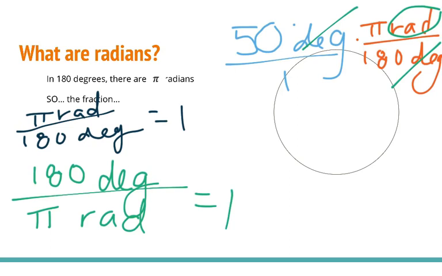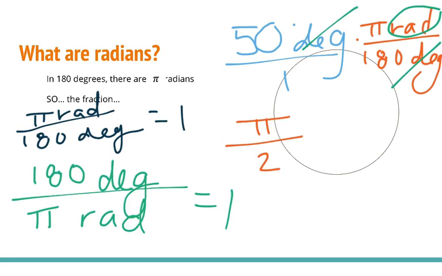But let me show you the other way. What if I gave you something already in radians? Something like pi over 2. By the way, radians are always pi over something. There's always pi included in your answer. It's never ever going to be like 3.7 radians. It's always going to be some fraction with pi.